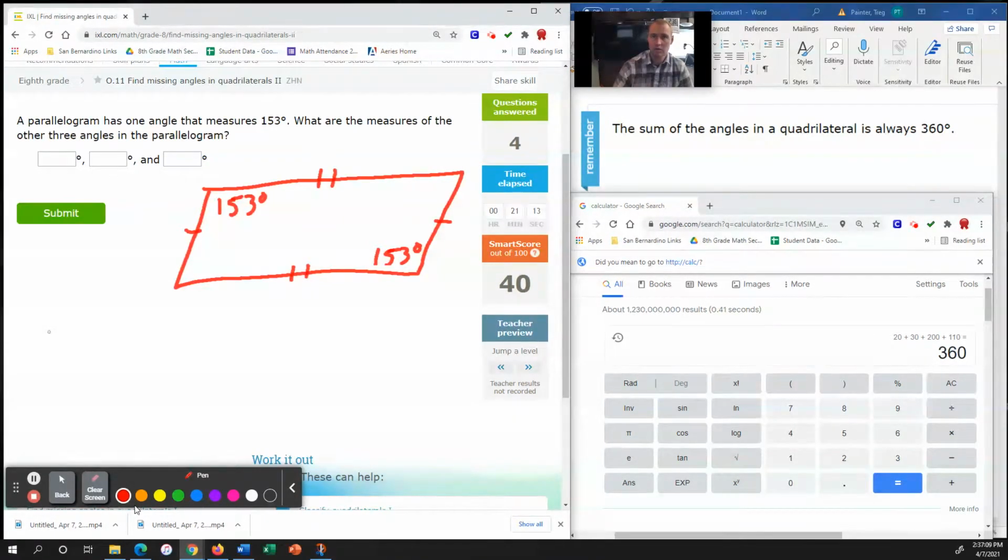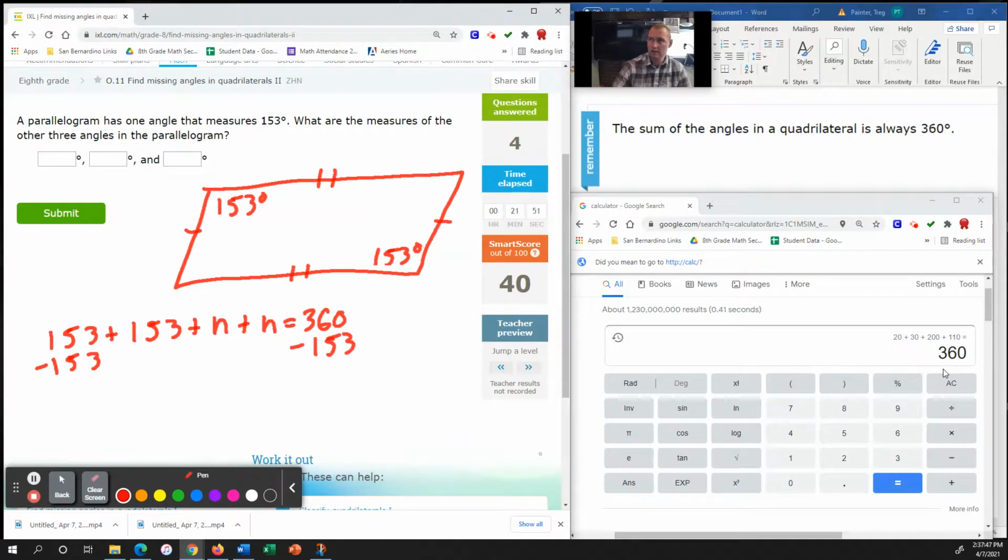But same concept. We're going to take our 153 plus our other angle of 153, plus we got 2 missing vertices that we don't know. So we're going to add those 2 vertices in there, call it n. N is a number we don't know until we find it. And all 4 angles must be equal to 360 degrees. So we're going to call it 360 there. All right, same concept. We're going to go ahead and minus 153 from both sides. So minus 153 and minus 153.